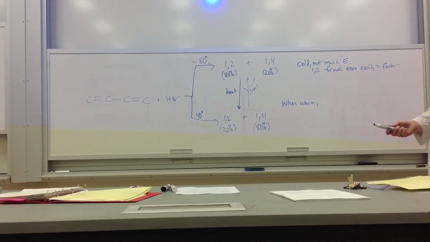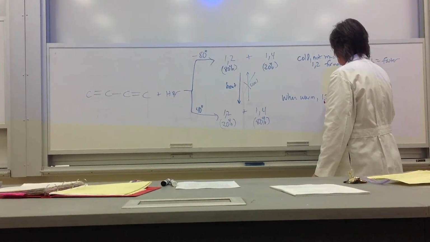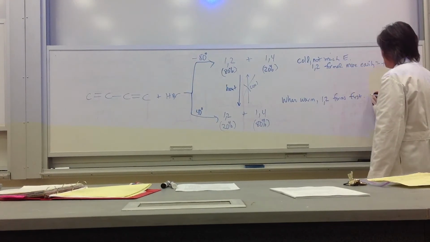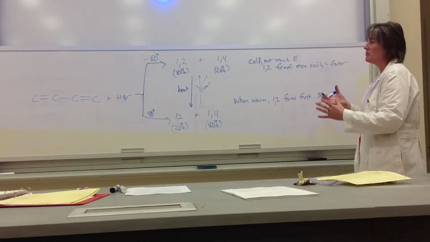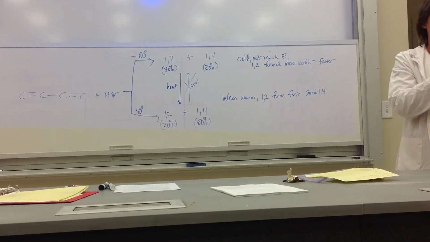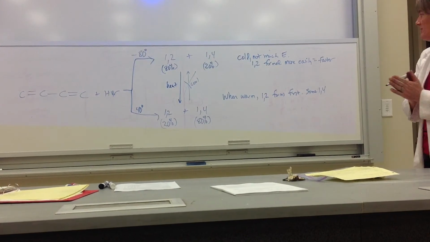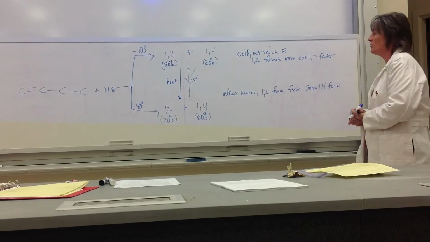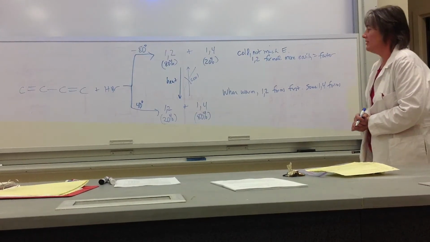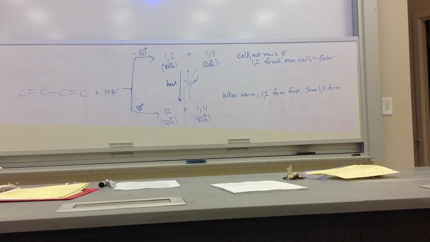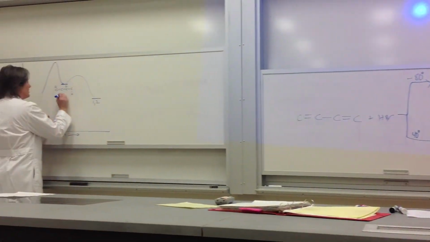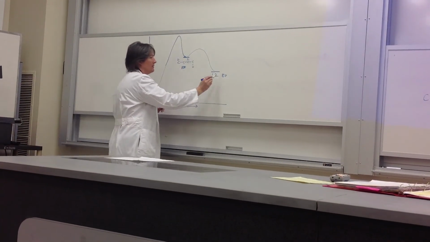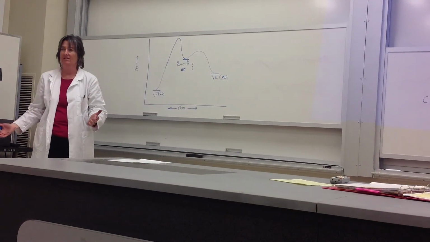So when I run it warm, 1,2 forms first. I will get some 1,4 because some of those molecules will have enough energy that they can form 1,4, but not very many of them. Okay, so 1,2 will form first. I'll get some 1,4. But still, it's easiest to form 1,2. But what happens when it's warm is, let's say I start out with 100 of these guys. And initially, 80 go there, 20 go there. That's just like if it was cold, right?